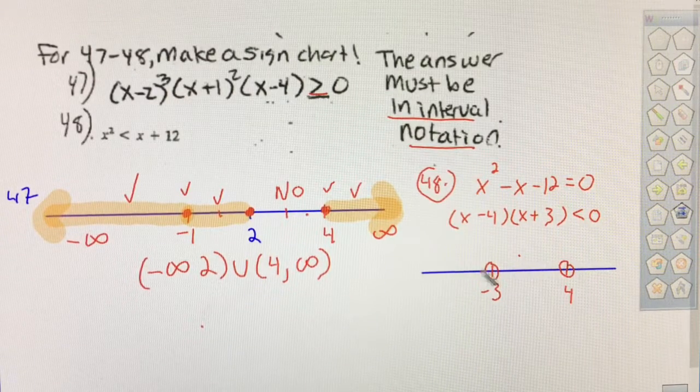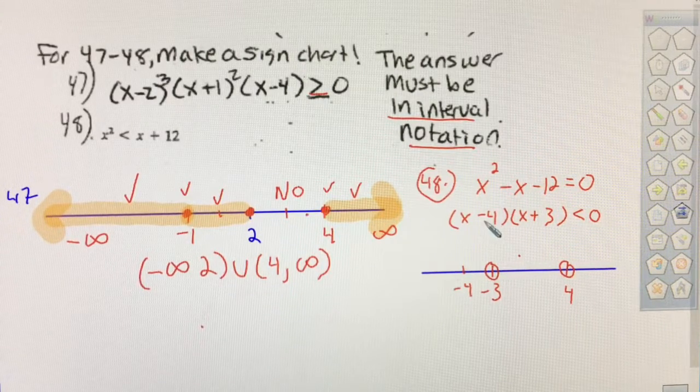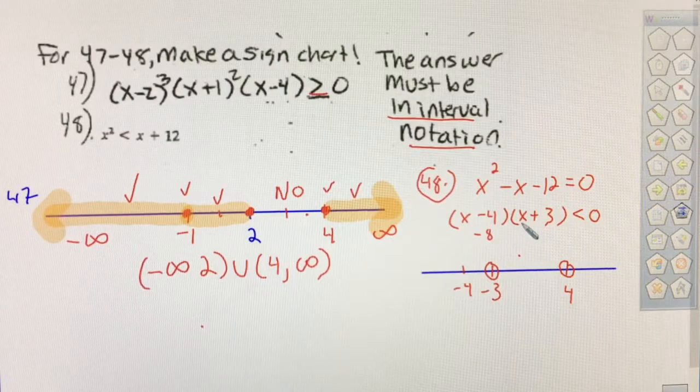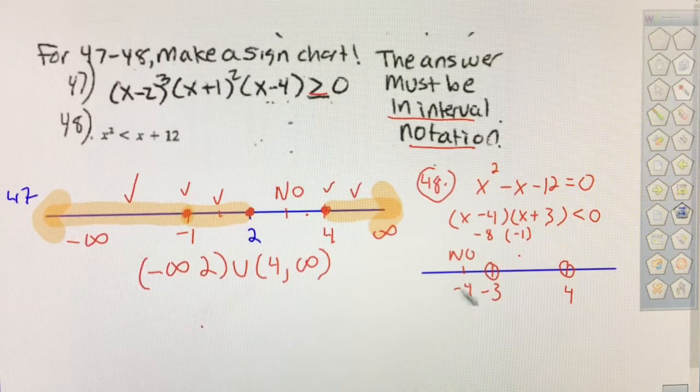And then we're going to take values to the left of negative 3 and throw them in and see if they're negative. So if we throw in negative 4, let's see if that works. If I throw in negative 4, that's going to give me negative 4 minus 4, which is negative 8, times negative 4 plus 3, which is negative 1. And that's going to give me a positive answer, and a positive number is not less than 0. So no, it does not work to the left of negative 3.